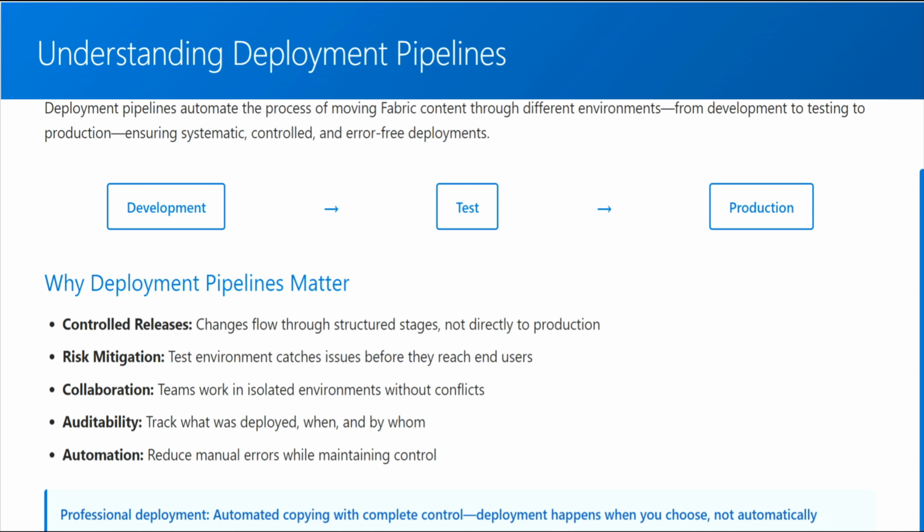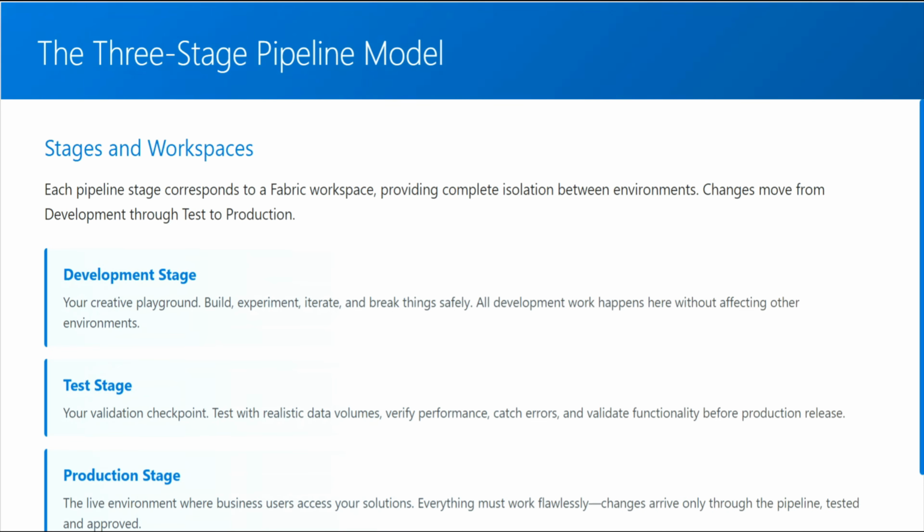So most deployment pipelines follow a three-stage model: development, test, and production. Let's get some idea how these actually work. Development is kind of your playground. It's where you experiment, build, iterate, and break things without consequences. You are creating a lakehouse, building data flows, designing reports. It can be messy, it can be chaotic, and that's all perfectly fine.